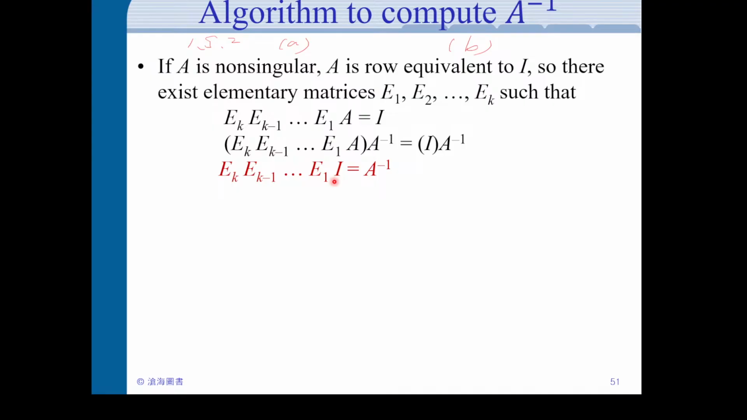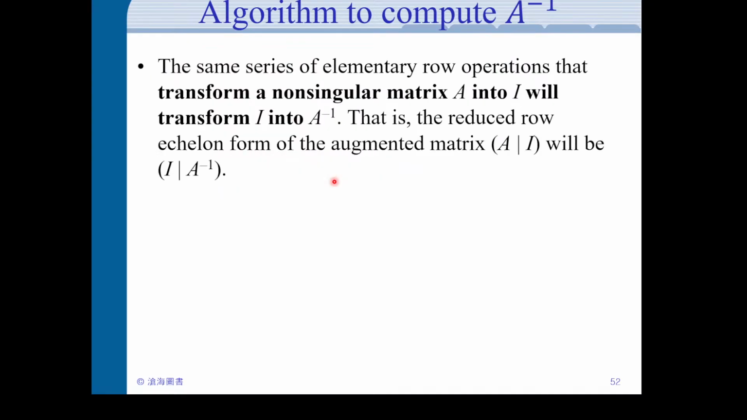Okay, and so why do we want this? We have that if we do the row operations that turn A into the identity, then that will turn the identity into A minus 1. And this gives us the method to calculate A minus 1: you just do row operations on this augmented matrix.